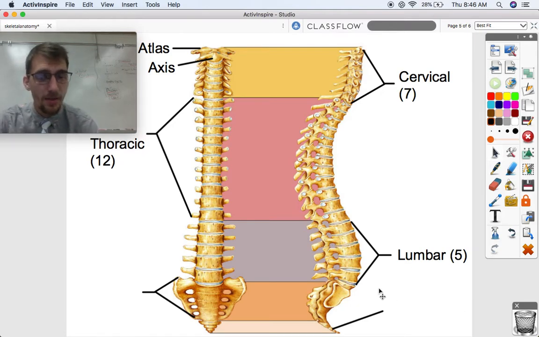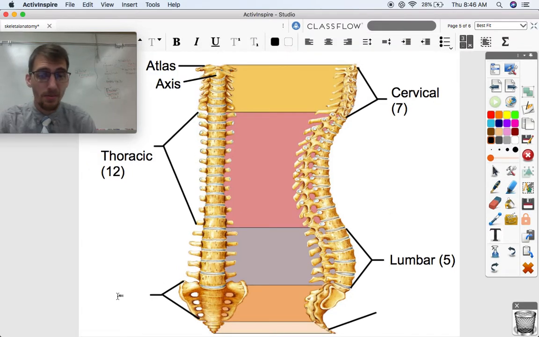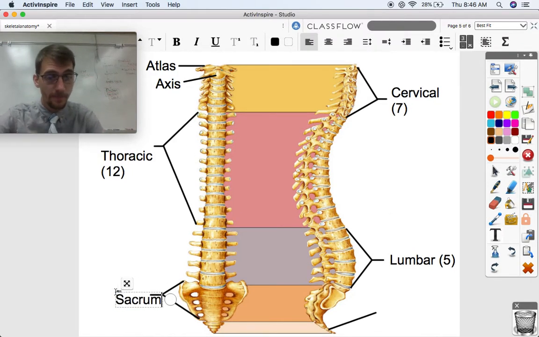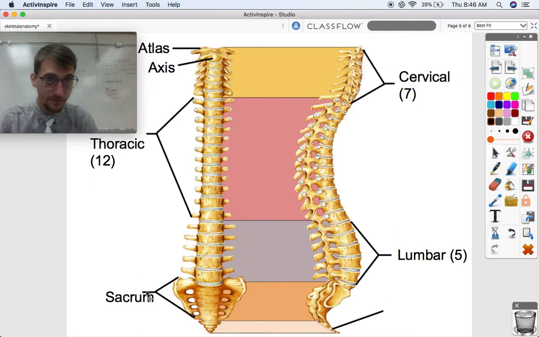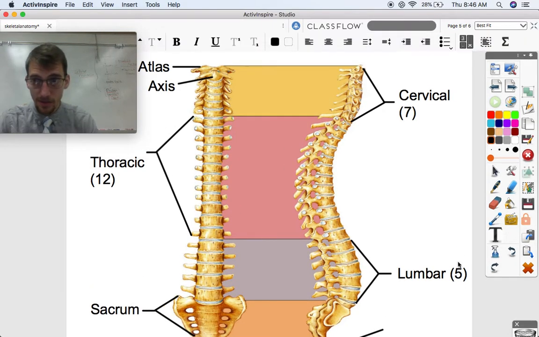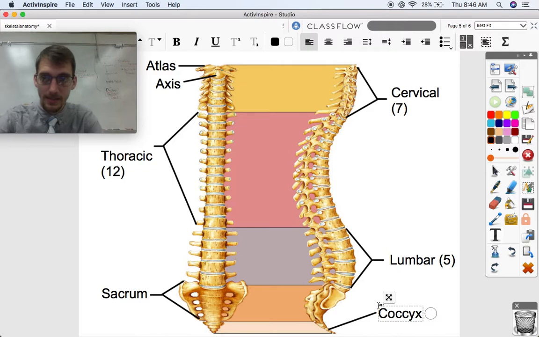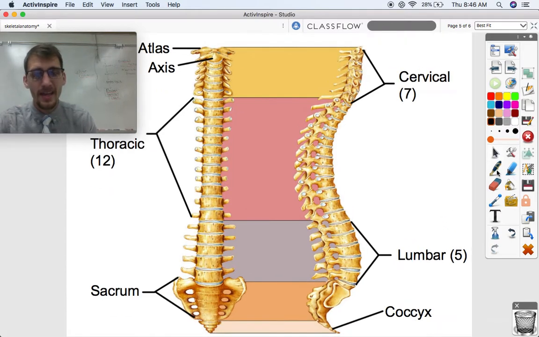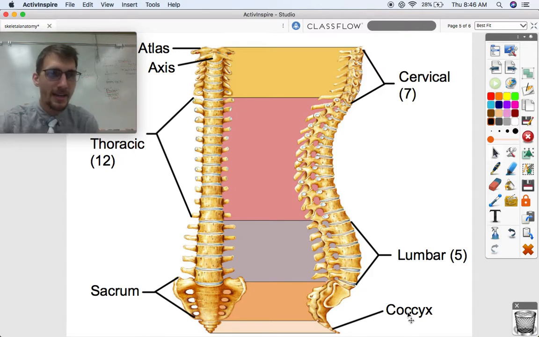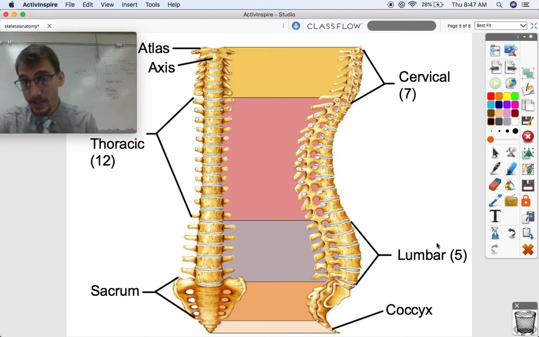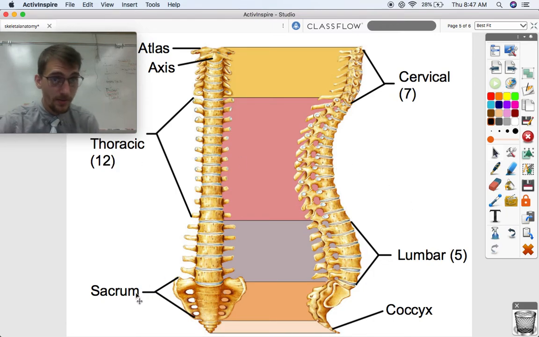So where are the other two? Well, we've already talked about them a little bit. Here's your sacrum. That counts as 1. And just below that is the coccyx, which we talked about last week as well. The sacrum and the coccyx still belong in the axial skeleton, but the rest of the pelvic girdle is where your legs attach, so it's called appendicular. All right, anyway, there's your 26. 7 plus 12 is 19, plus 5 is 24, and 25, 26. There are your 26 vertebrae.